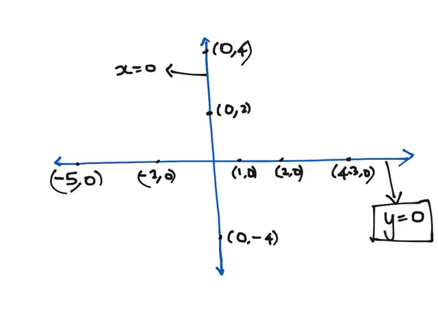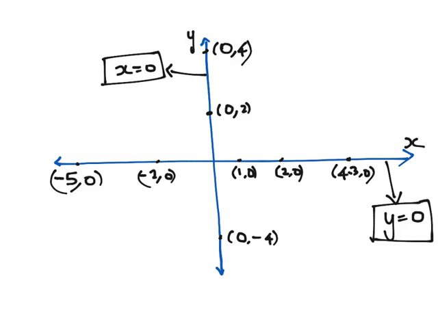So the equation of the y-axis is x equal to 0, and the equation of the x-axis, I'm sorry, let me repeat again. The equation of the x-axis is y equal to 0, and the equation of the y-axis, this is the y-axis and this is the x-axis, is given by x equal to 0.